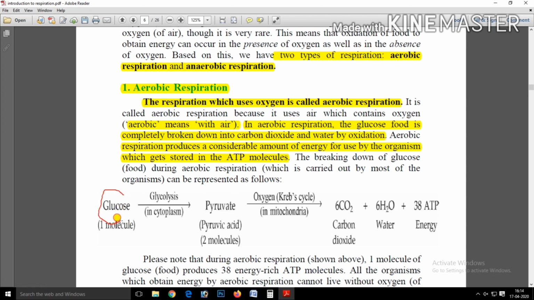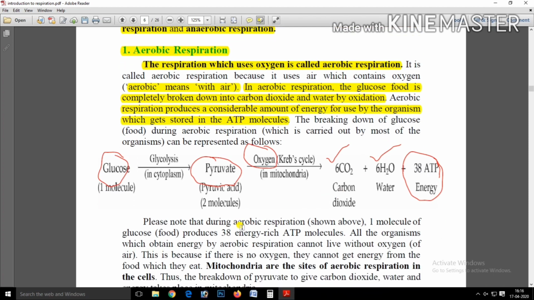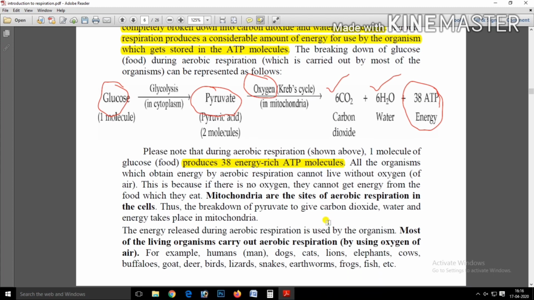See here, one glucose molecule is converted into 2 pyruvate molecules, and in the presence of oxygen it releases a lot of energy, 38 molecules of ATP, and also releases carbon dioxide and water. Because of the presence of oxygen, a lot of energy can be produced in this type of respiration. Mitochondria are the sites of aerobic respiration in our cells. Most living organisms carry out this type of respiration.